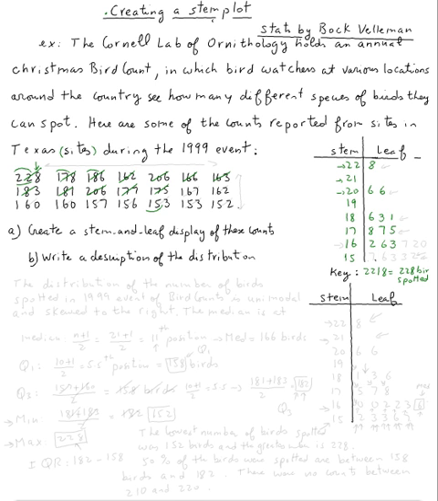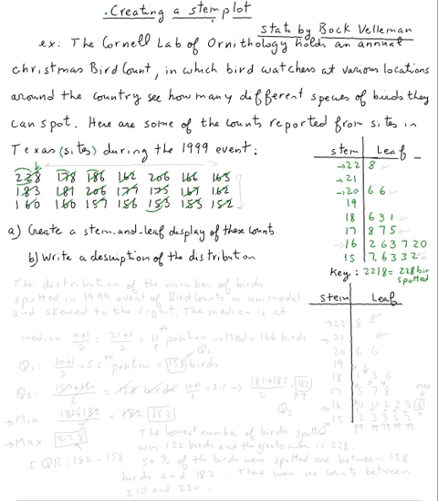175, 5 here. 167, 7 there. 162, 2 there. 160, 0 there. Another 160, another 0. 157 there. 156, 6 here. 153, 3 there. 153, another 3. 152, another 2.